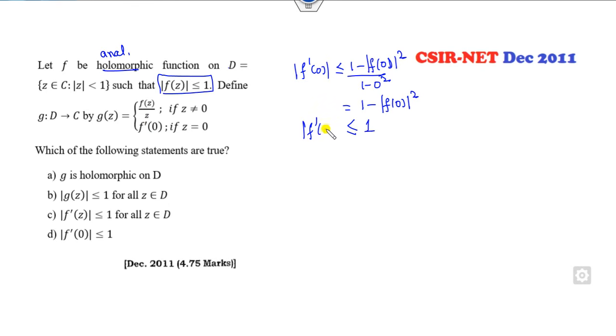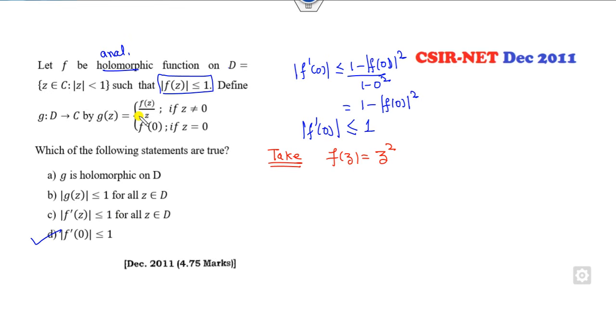So what is the meaning of that? |f'(0)| is always less than or equal to 1 is the right answer. But now f'(0) is 0. How can you find the derivative? f is a holomorphic function. If you simply take any holomorphic function, say f(z) = z squared, fine.